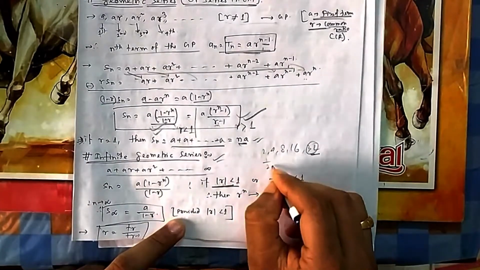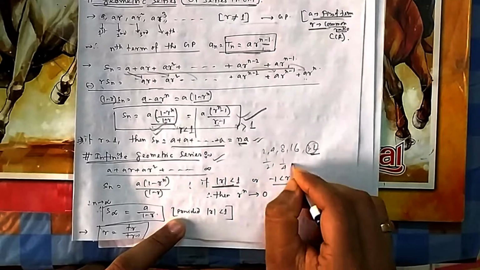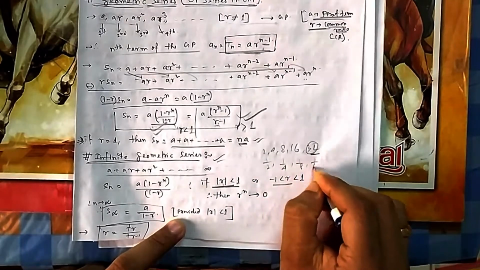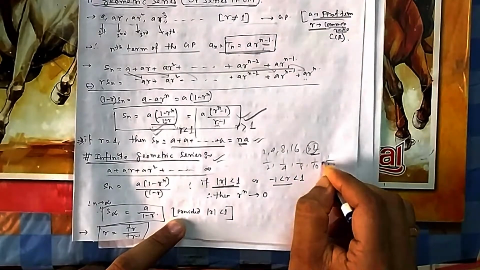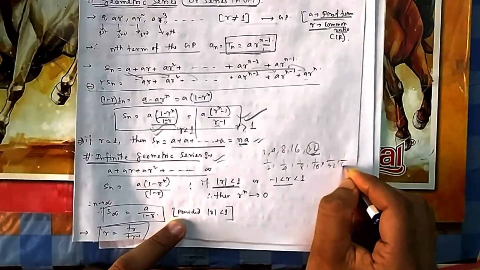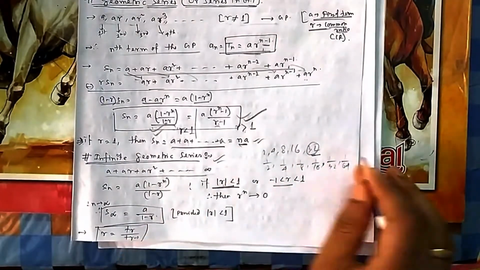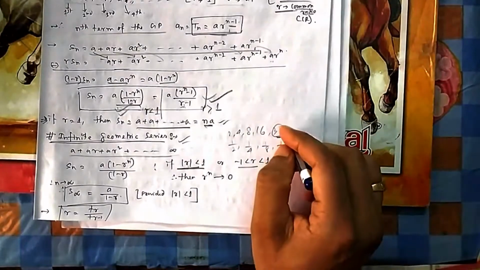But if it is a fraction, suppose you are multiplying by 1 by 2, then if you keep on increasing, you can see the next term that is coming is quite less. The next term will be even less. If you go to infinity, it will go to 0. But here it will not be possible.